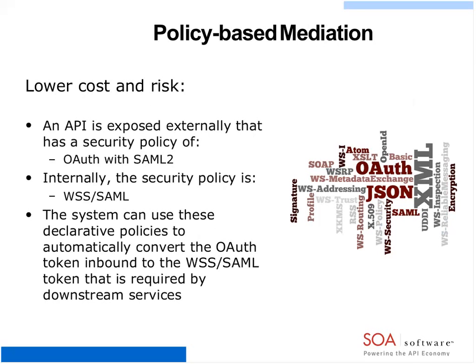So imagine today you have an internal back-end SOAP-based service which uses WS Security and SAML. Now you want to expose an API to the outside world. You want to mediate between that SOAP service you have internally and a JSON REST interface definition that you're exposing to the outside world. And you want to use OAuth with potentially SAML 2 as a single sign-on kind of token. So what we have here is two different security policies. On the outside API interface, you have OAuth with SAML 2. And internally, you have WS Security and SAML.